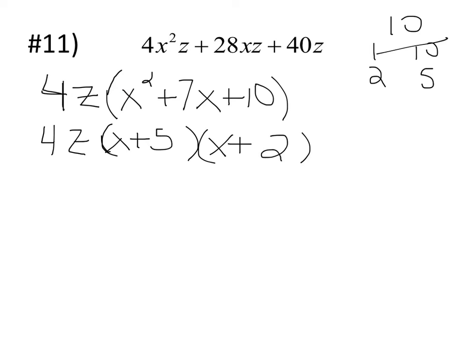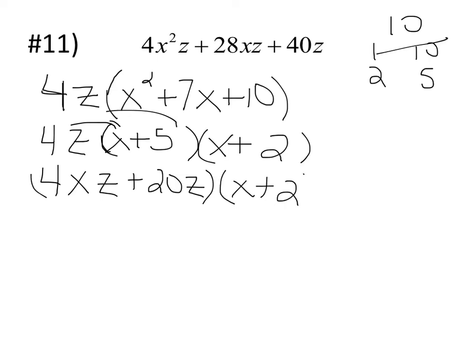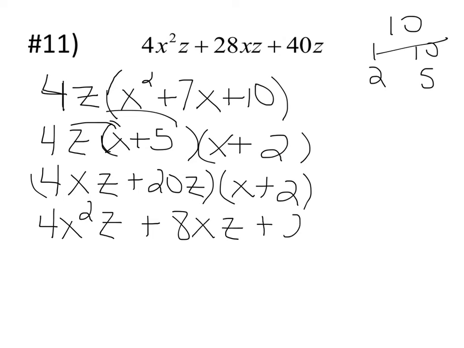And now we're going to go ahead and FOIL to check. So distribute the 4z. So you get 4xz plus 20z. And then we're going to multiply that times x plus 2. Or you can multiply the two binomials together and then distribute the 4z, however you want to do it. Now this is going to become 4x squared z plus 8xz plus 20xz plus 40z. So combine your like terms.